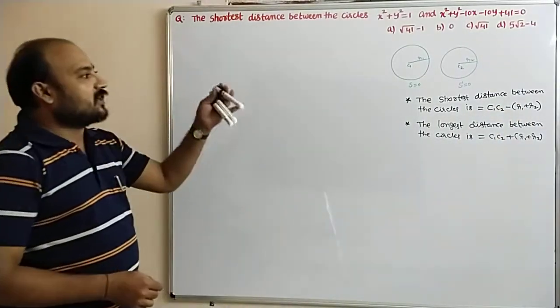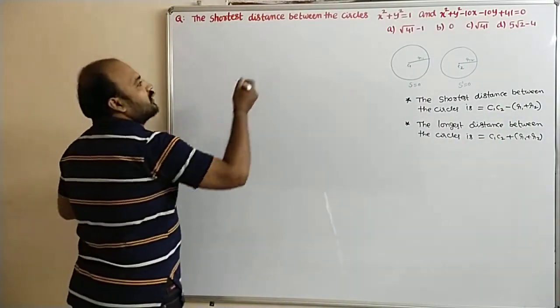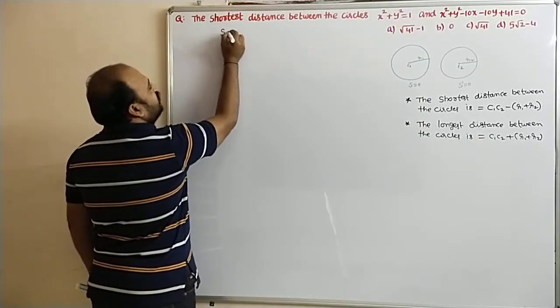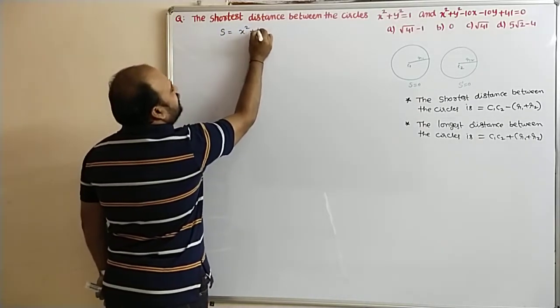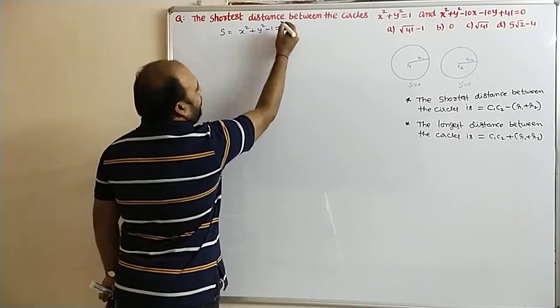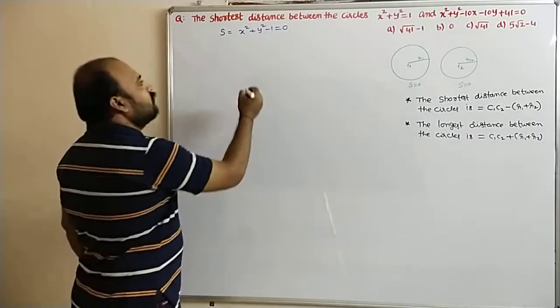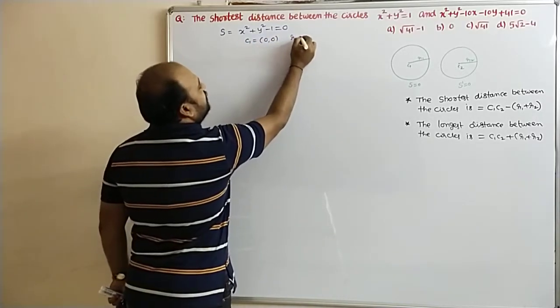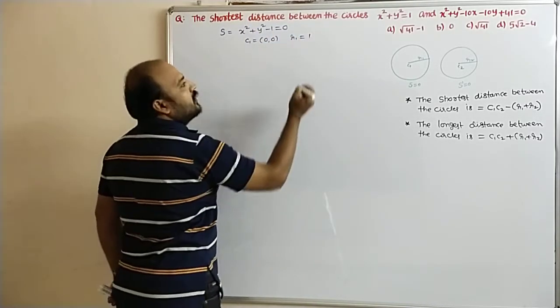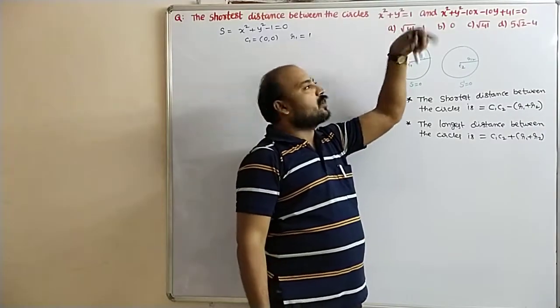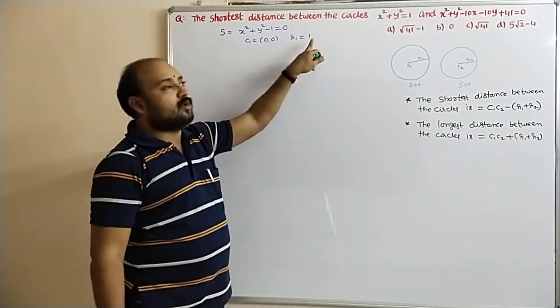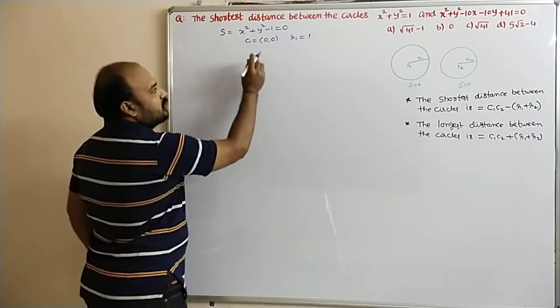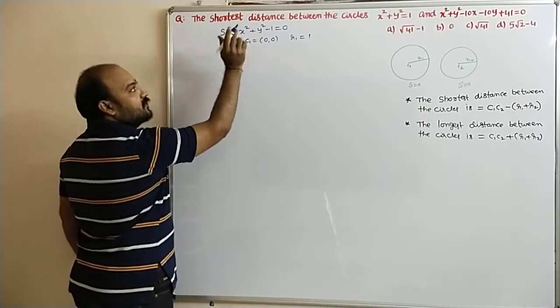So now consider the given circles. What are the given circles here? First circle S equal to x square plus y square minus 1 equal to 0. It is a standard equation of circle whose center C1 equal to 0 comma 0 and radius of this first circle I am assuming that R1 is 1. Why? Because you have to compare with x square plus y square equal to R1 square. R1 square is equal to 1, R1 is equal to 1. This is C1, center of the first circle.